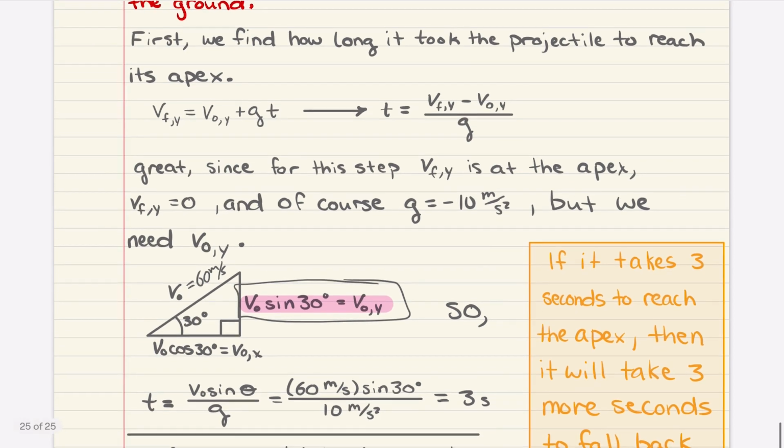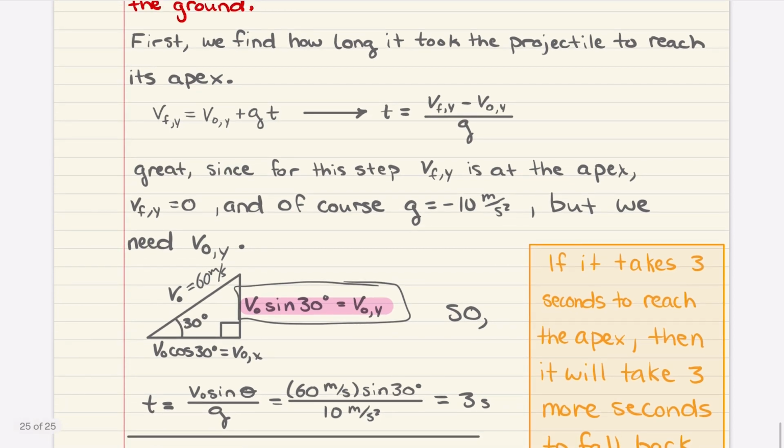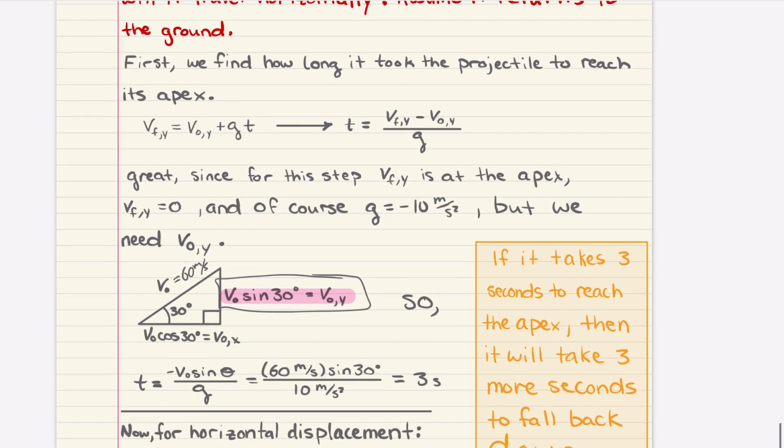And you're going to see me calculate that out here. Time is equal to, because we canceled out this term, it should be negative V naught sine theta, which our V naught was 60, times sine of 30 degrees, divided by our 10 meters per second squared. So this negative sign canceled out because we use negative 10 meters per second squared. Calculate that out, and we find that it takes 3 seconds to reach the apex for this projectile.